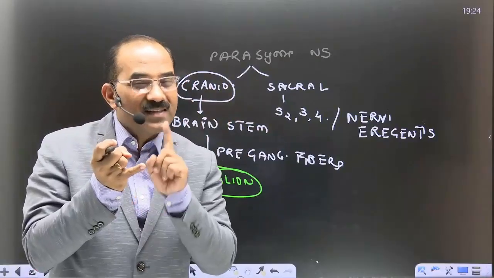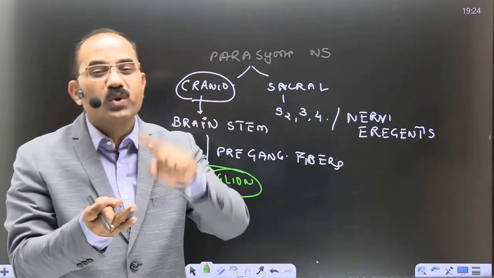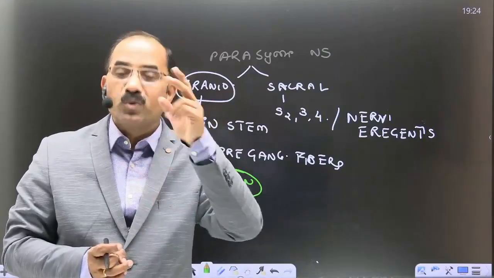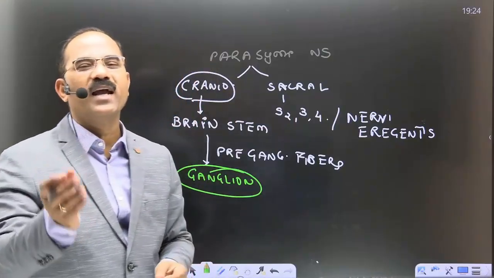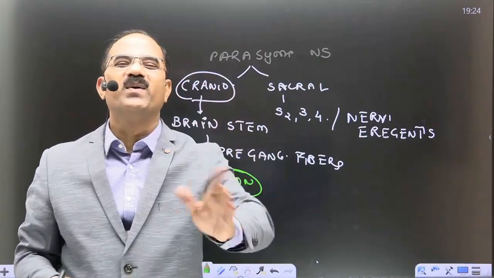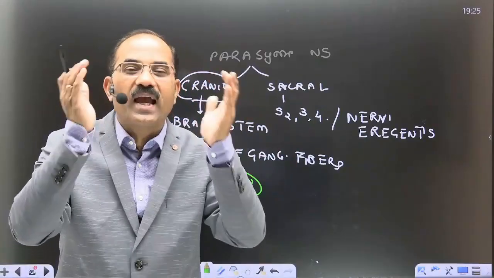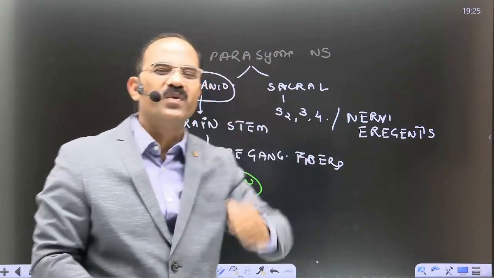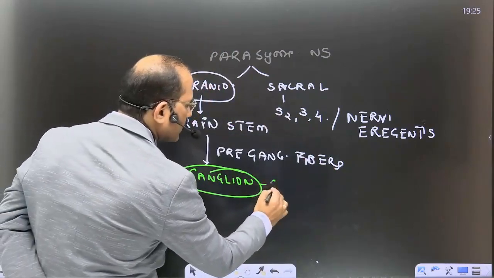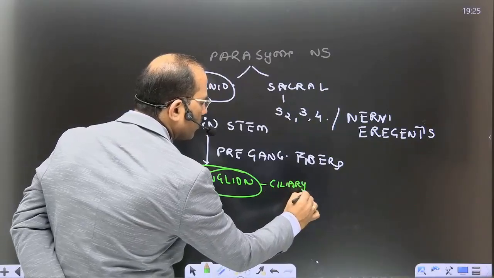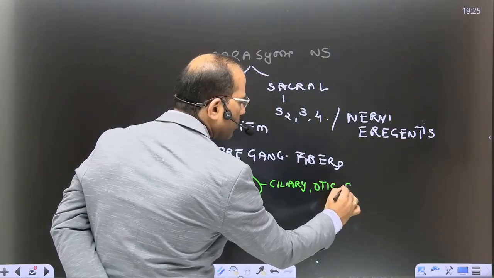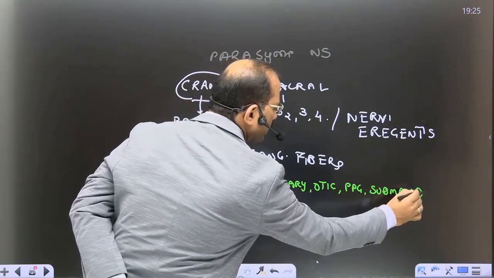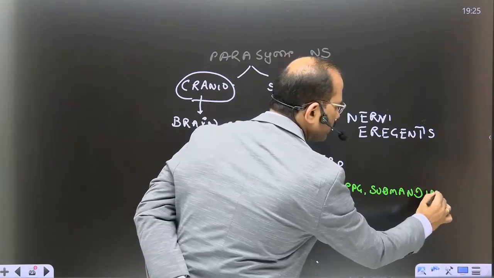We have seen the ciliary ganglion in the orbit. I have shown you the pterygopalatine ganglion in the pterygopalatine fossa. 2 more ganglions: one is the submandibular ganglion and the other one is the otic ganglion. So these are the 4 ganglions of the cranial outflow of the parasympathetic nervous system. The ganglions are ciliary, otic, pterygopalatine and submandibular. So these are the ganglions.